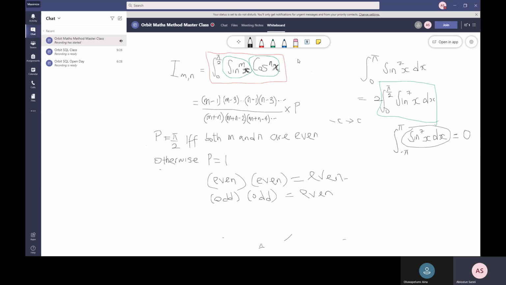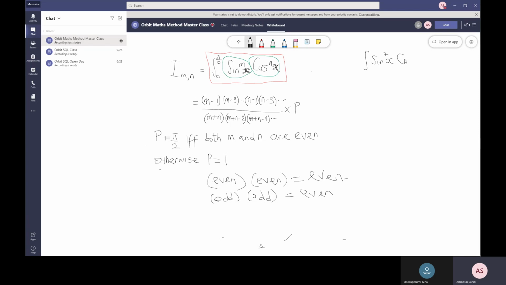Okay, so let's do an example on this. Let's say we are given that you should integrate sine to the power 7x times cos to the power 5x dx, ranging from 0 to pi over 2. All you need to do is use this formula.